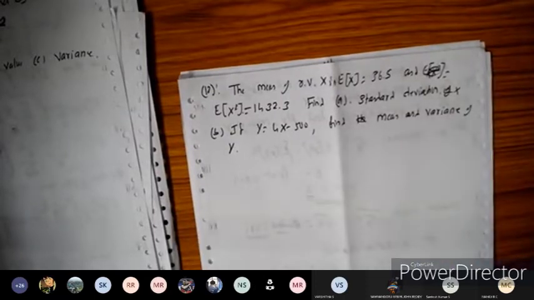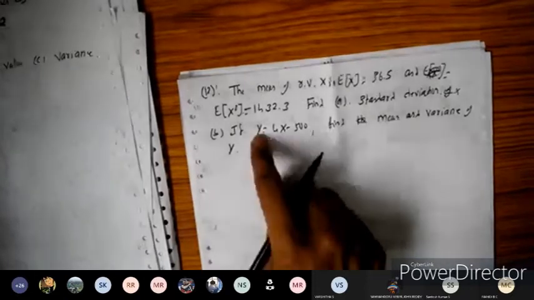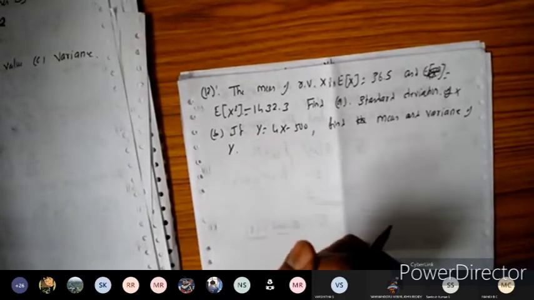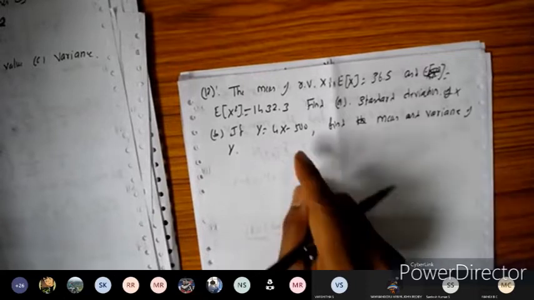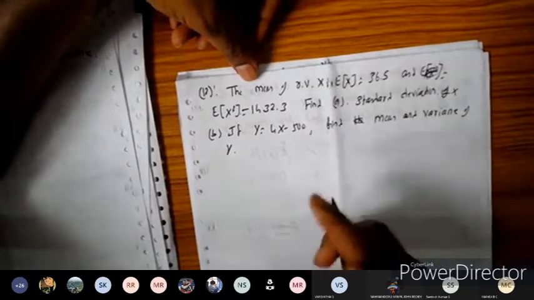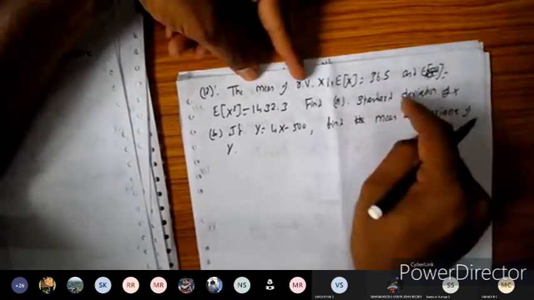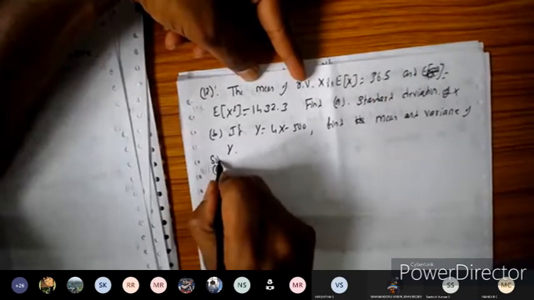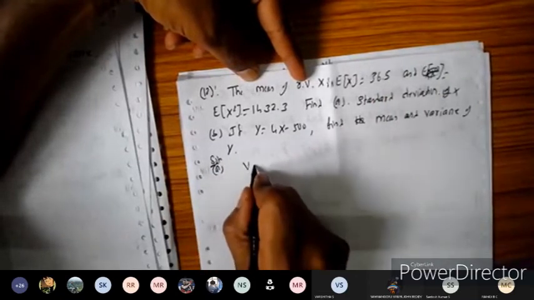This is the transformation of variables we have seen, in the form y is equal to ax minus b. Let us apply that concept here and find the mean and variance of the random variable y. First, before that, we will find the variance here.